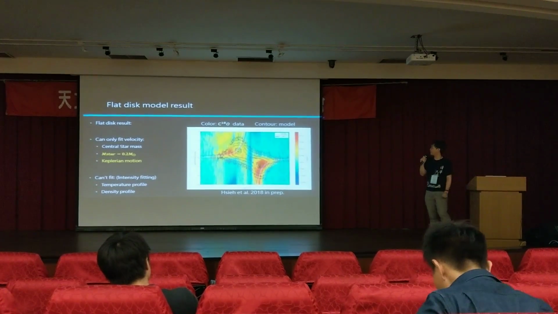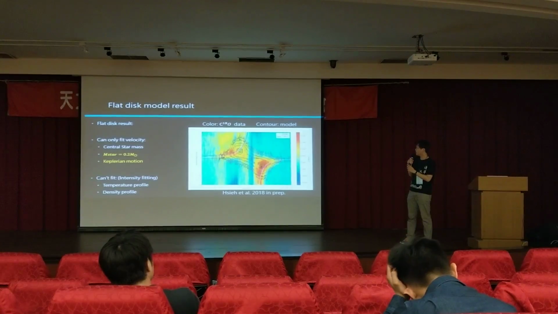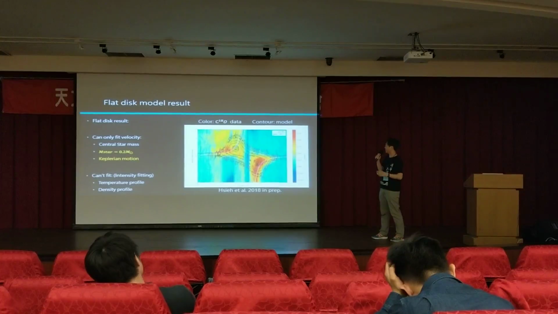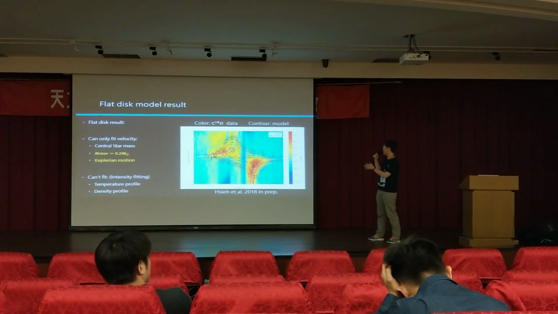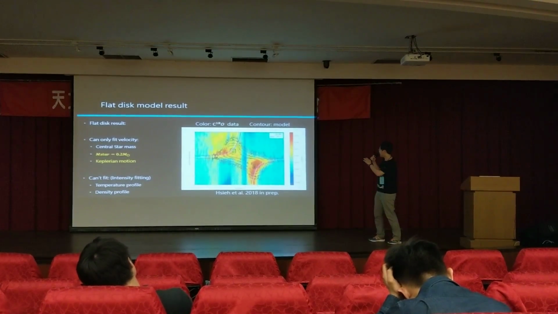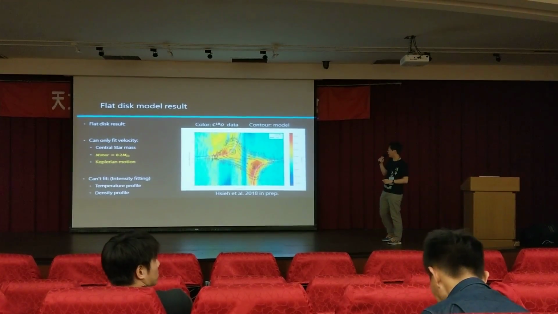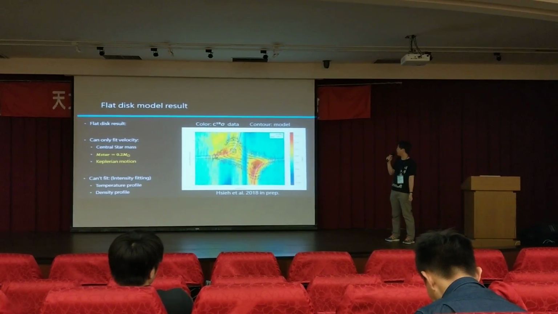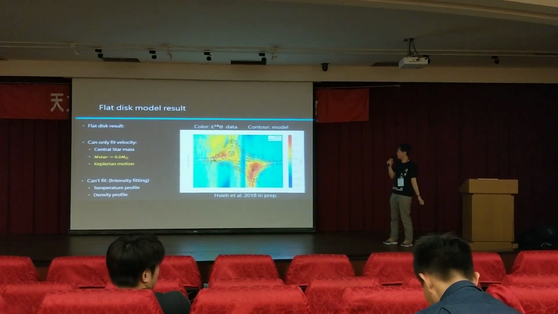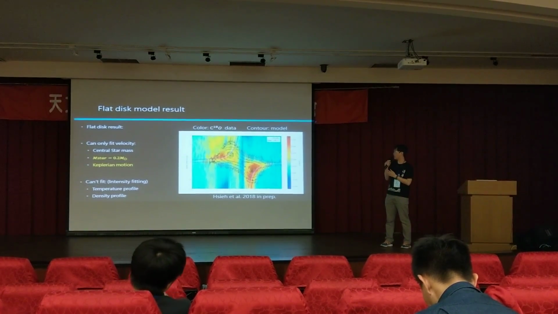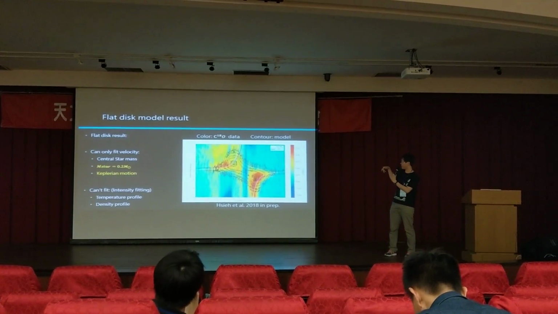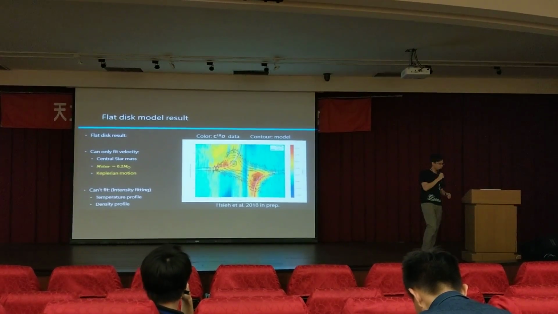This is my flat disk model result. You can see it's a bit blurry on the projector screen. The blue line is the velocity profile with conserved angular momentum, and the white line is the Keplerian rotation velocity profile. You can see the central star mass is fitted to around 0.2 solar mass, and the whole disk is in Keplerian rotation.